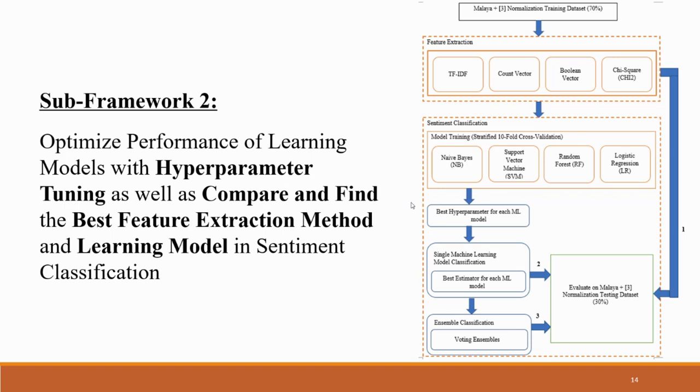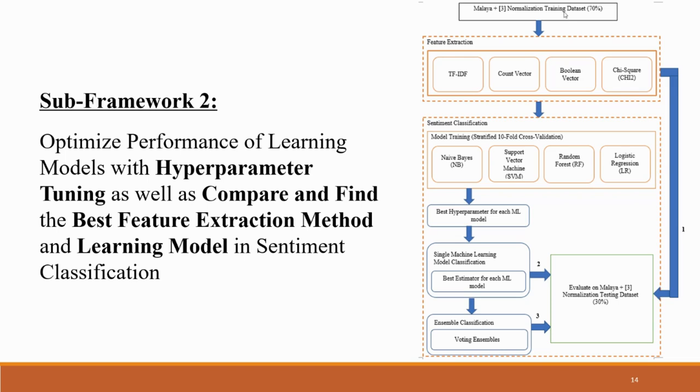So this one is our second sub-framework, which optimizes the performance of the learning model with hyperparameter tuning, as well as compares and finds the best feature extraction method and learning model in sentiment classification. So after comparing different normalized datasets, Malaya plus 3, which gives the highest accuracy in sentiment classification, is selected as the input for our second sub-framework. And in this sub-framework, different feature extraction methods and also learning models are compared to find the best machine learning method in code-switching sentiment classification.